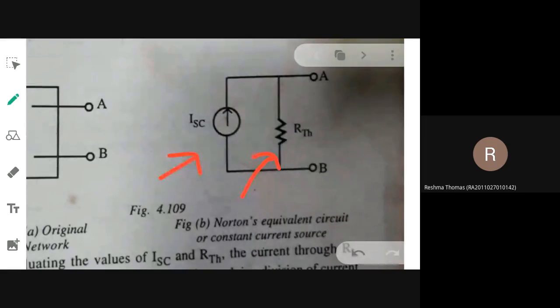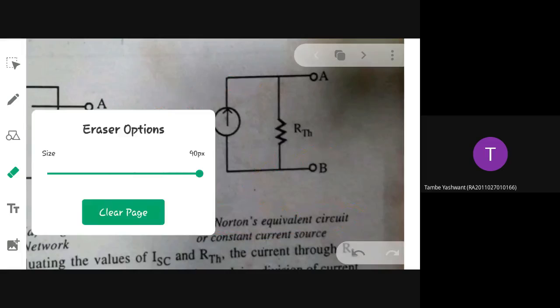Current source. One current source. How is it in connection with that resistance? In parallel, ma'am. Parallel. So this circuit will be called as what circuit? Norton's equivalent circuit. And in the earlier case you are having one formula for IL.